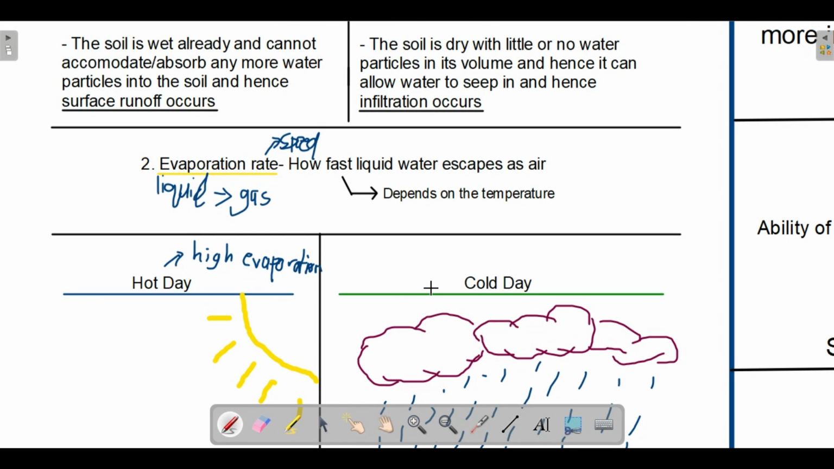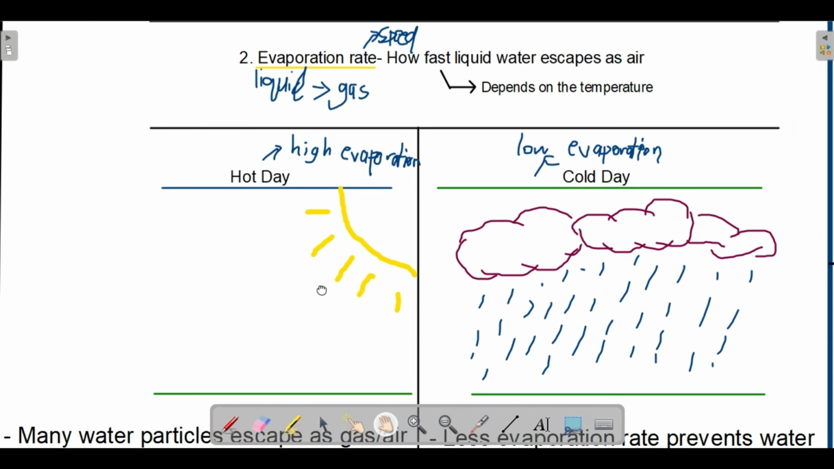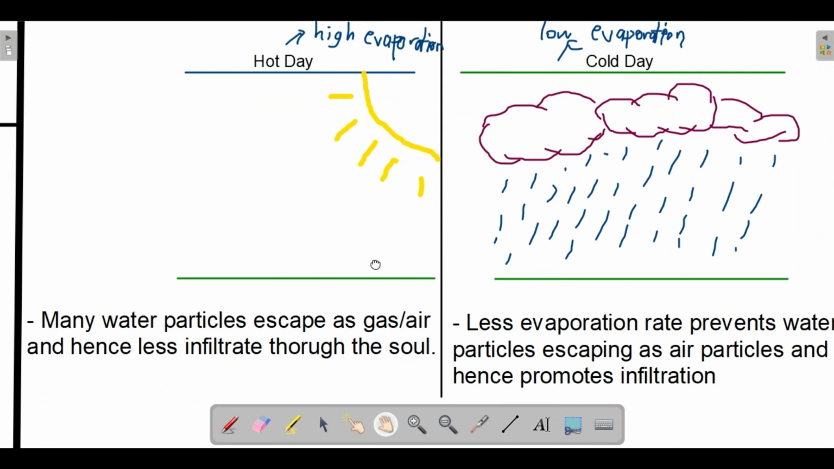And if it is cold, because we do not have a lot of energy that will convert that liquid into gas, and hence there's low evaporation rate. So now, how does this affect or influence the amount of infiltration or surface runoff? Now let's think about it. If it is a hot day, there's going to be high evaporation rate, right? So that means that any amount of water that we have there will escape as gas. So it will become gas, right? It is now gas molecules. Okay, so now it has escaped, guys. You once had a liquid there, now it's no longer there, okay, because it escapes.